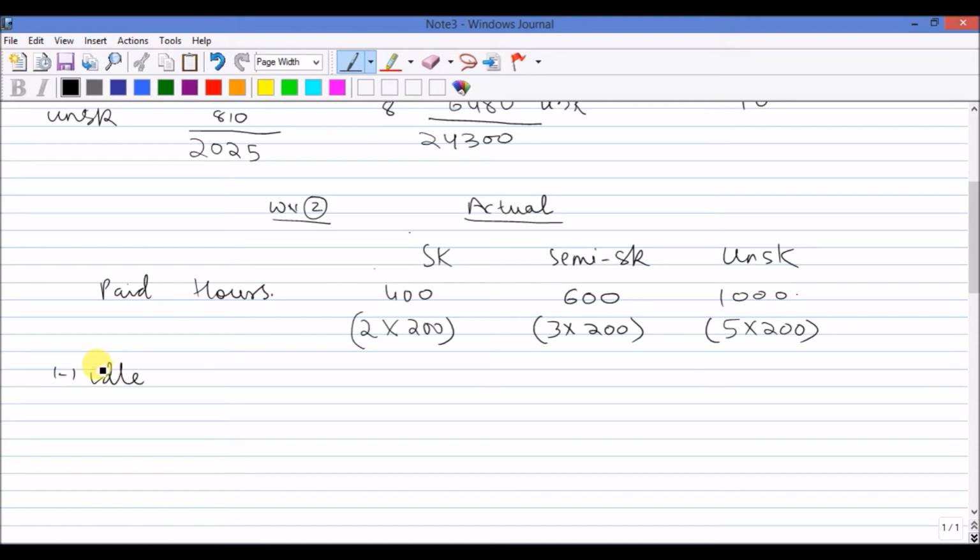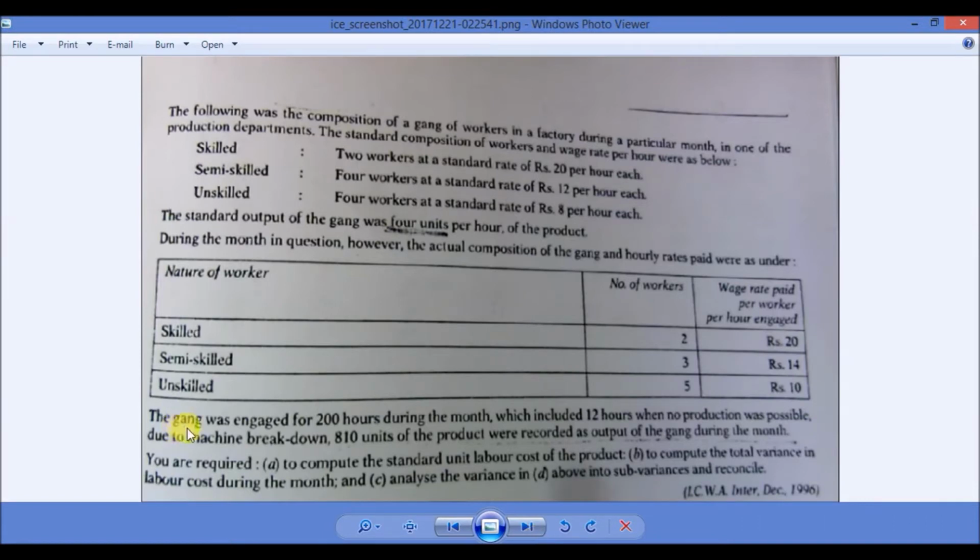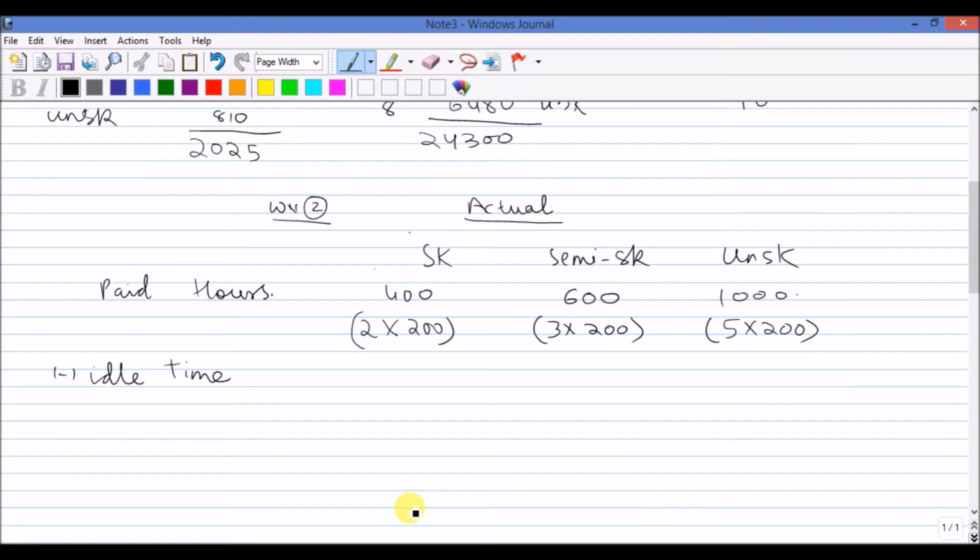Less, we have to do the idle time. So how much is the idle time? The gang was engaged for 200 hours during a month, which included 12 hours for no production. So idle time is 12 hours. Two workers not working for 12 hours, so 24 hours is idle time. Three workers not working for 12 hours, 36 is the idle time. Five workers not working for 12 hours, that is 60. Yes, 60. So this is the idle time.